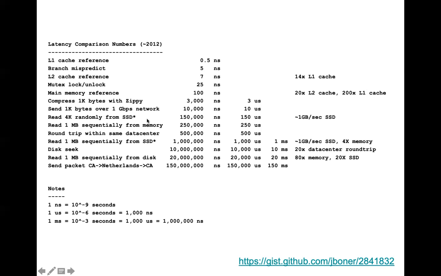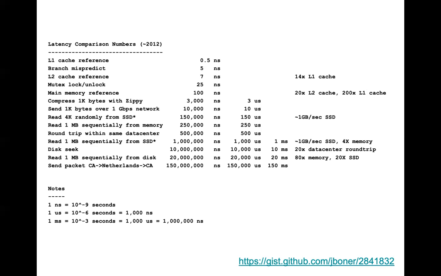So something like reading a 4 kilobyte chunk off of your solid state disk, off the SSD, takes 150,000 nanoseconds, or 150 microseconds. You can see that this is a lot slower even than talking to main memory. Something like a seek on a spinning magnetic disk, which we're seeing less and less of, but they're still in many computers. A disk seek on a spinning hard drive takes 10 million nanoseconds, or 10 milliseconds. So you can only do that 100 times a second, whereas these other things you could do 2 billion times a second.